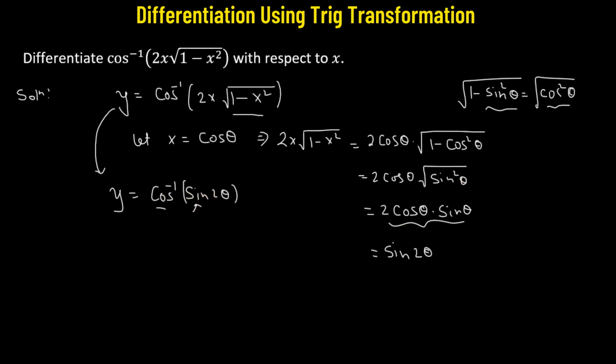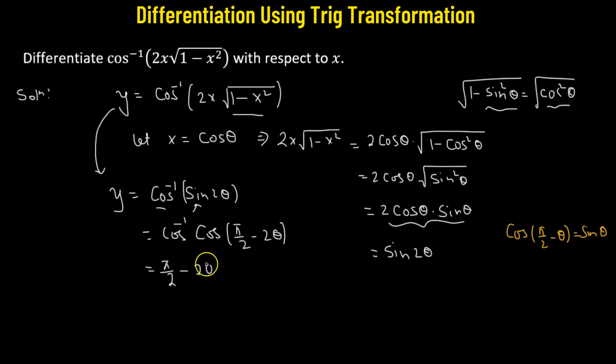We will make use of the fact that cosine of pi over 2 minus theta is equal to sine theta. That means if we have sine 2 theta, we can replace it with cosine inverse of cosine of pi over 2 minus 2 theta. That means cosine inverse of cos will go away to give us pi over 2 minus 2 theta. So this is the value of y. This is now the simplified form of y.